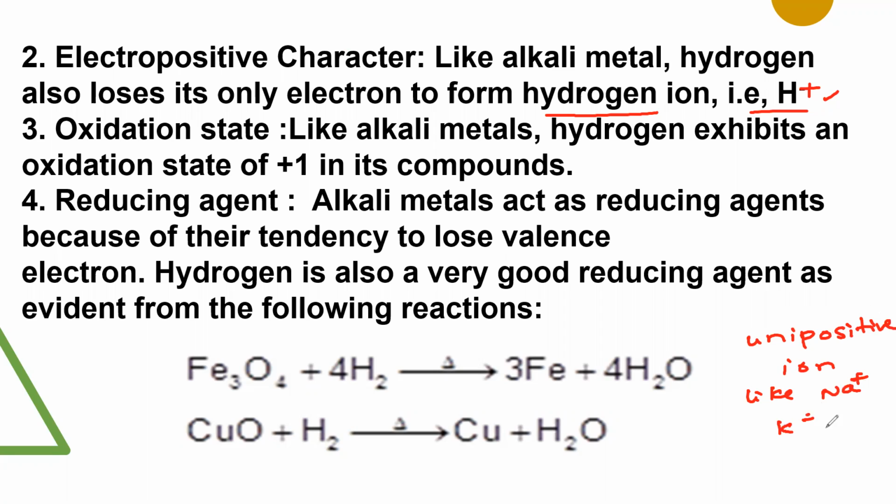But the tendency of losing an electron from alkali metals is more when compared to hydrogen. The tendency of losing an electron in hydrogen is very, very less. But still, as it forms a unipositive ion and has electropositive character, it can be compared with alkali metals. So that is the second comparison: why hydrogen is compared with alkali metals.